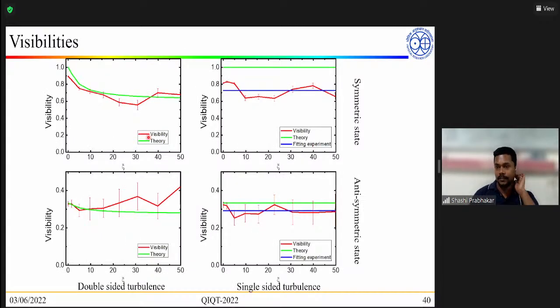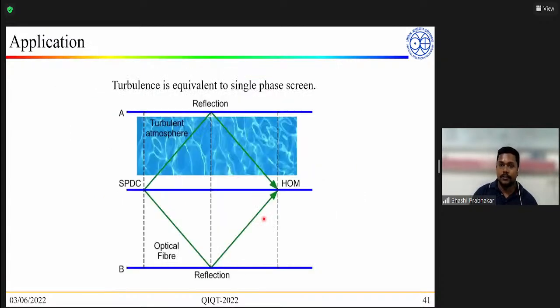So this is how the visibilities look. The green curve here is the theoretically obtained curve, and you can see that it matches very well with the symmetric state. If there are no losses, you should get a visibility of 1, but due to experimental imperfections you get less, though it stays constant throughout the turbulence strength. So this is for the symmetric state, and similarly for the anti-symmetric states, the results were varying well.